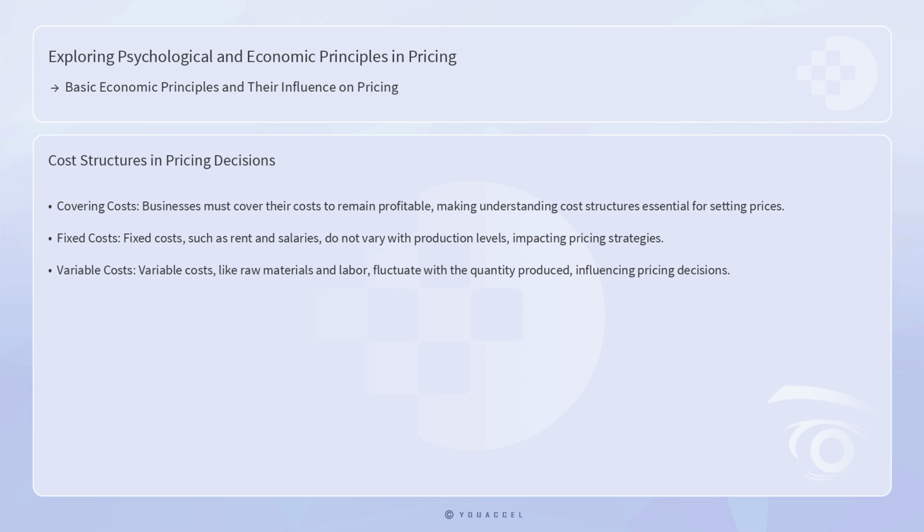Cost structures are another critical factor influencing pricing decisions. Businesses must cover their costs to remain profitable, and understanding different types of costs is essential for setting prices. Fixed costs, such as rent and salaries, do not vary with production levels, while variable costs, like raw materials and labor, fluctuate with the quantity produced. The total cost of producing a good or service is the sum of fixed and variable costs.